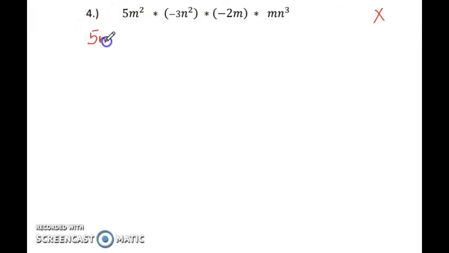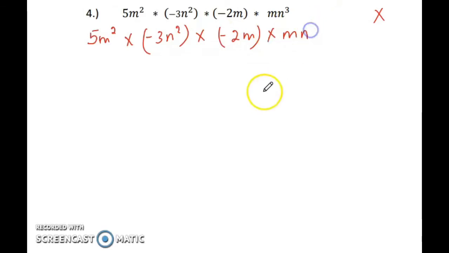So I have 5m squared times -3n squared multiplied by -2m multiplied by mn to the 3rd. So basically that is what I have. So I'm going to use methods. So I'm going to use method 1.